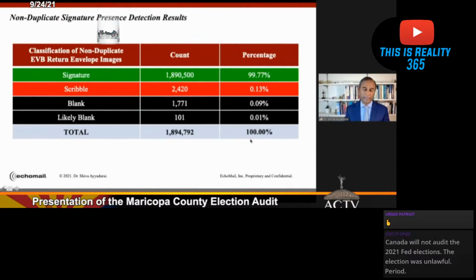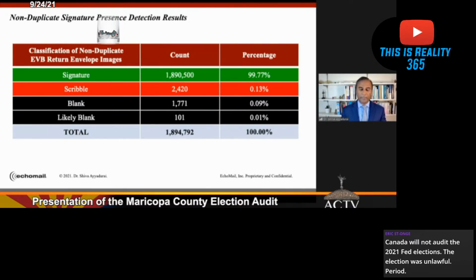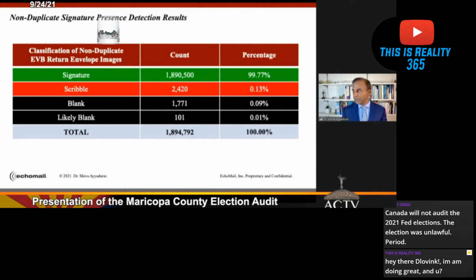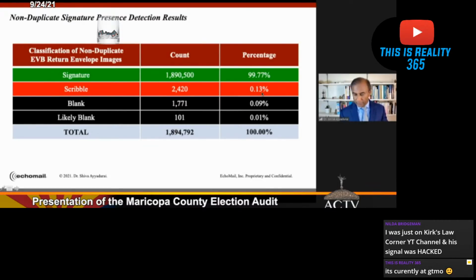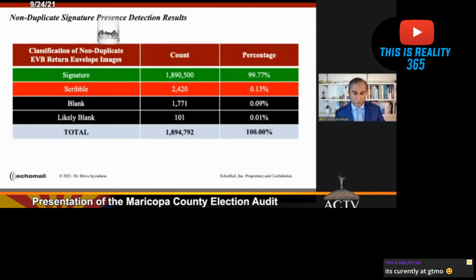We're first going to look at the non-duplicates, which means all those early voting ballot, EVB to be simple, return envelopes, which were non-duplicates. Here we see predominantly 99.77%, we denoted a signature. Again, anything greater than 1% pixel density. These scribbles we found were 0.13%, okay? 2,420. And the blanks fell into 2 groups, the definitive blanks of 1,771 and the likely blanks of 101. This adds up to 0.1%, okay?